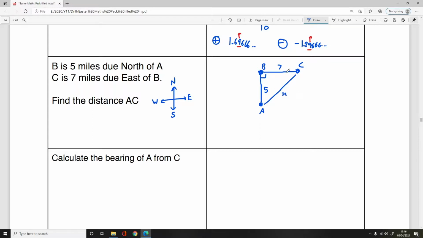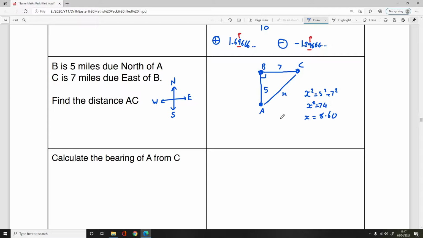We're going to add for this one because we're trying to find the hypotenuse. So 5 squared and 7 squared, 74. And then square root it, and we'll get that x is 8.60. Let's go 3 sig figs.